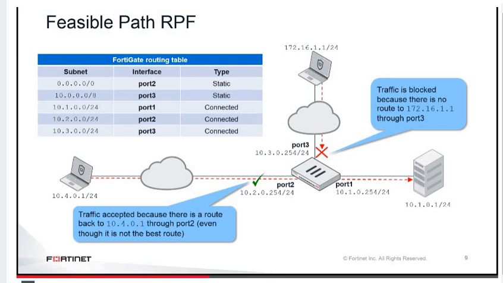In the example shown on this slide, the packet from 10.4.0.1 to 10.1.0.1 is accepted because FortiGate has an active route, the default route, to 10.4.0.1 through port 2. However, the packet from 172.16.1.1 to 10.1.0.1 is not accepted because there is no active route to the IP address 172.16.1.1 through port 3.